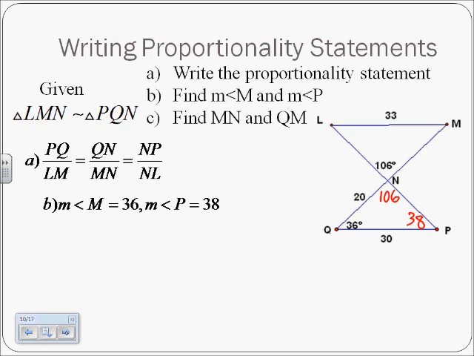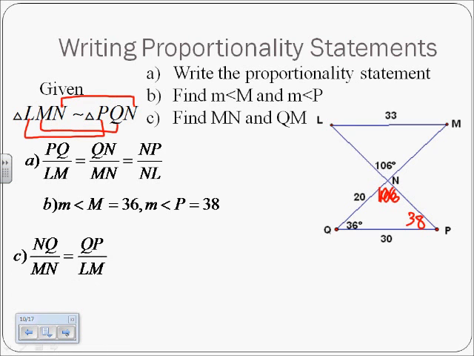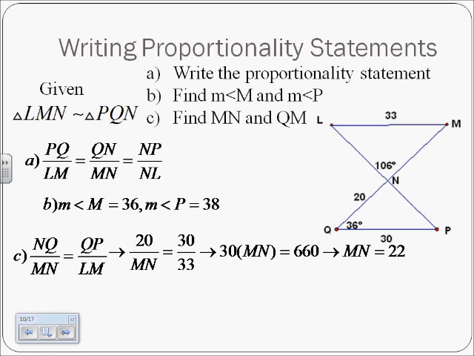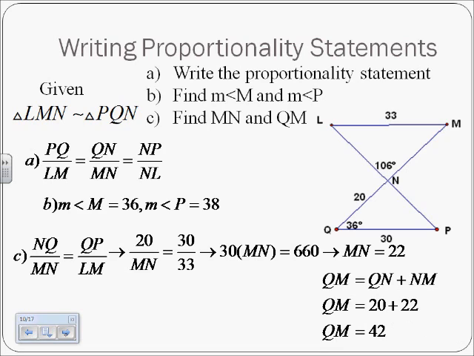Lastly, the lengths, you can plug those in. I have NQ over MN is equal to QP over LM. Replace my information that I know. 20 over MN is equal to 30 over 33. 30 times MN is equal to 660. Divide by 30 on both sides, and MN is equal to 22. If MN is 22 and QN is 20, and I'm looking for QM, which is the addition of the two, I can just put them together and end up with QM equaling 42.